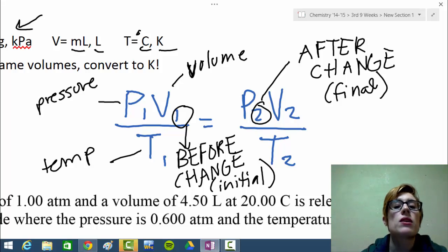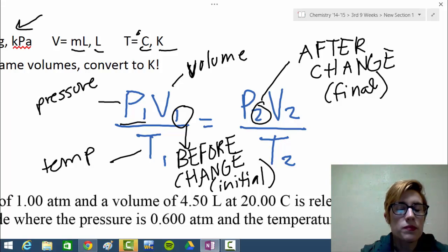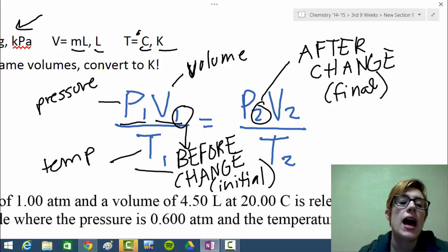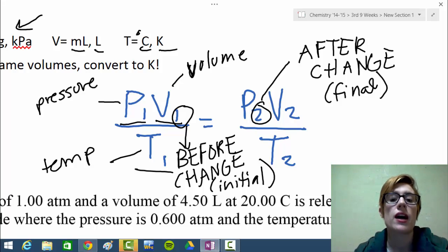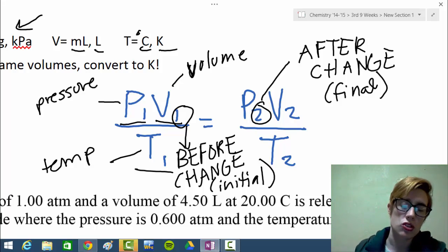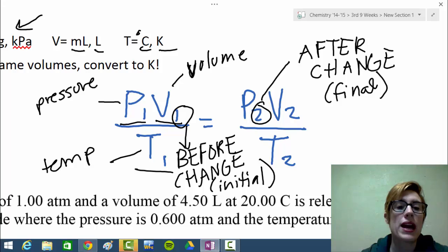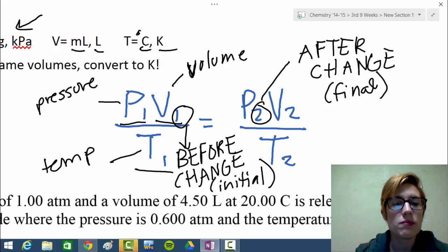And so we're going to be given a problem, and we're going to have to identify the initial pressure, which would be P1, the initial volume, which would be V1, and the initial temperature, which would be T1. And then we also have to identify those same variables, but after the change occurred. And there's going to be one of these variables that we're not given. One of them that we're going to have to solve for. We're going to have to rearrange this equation to solve for it.